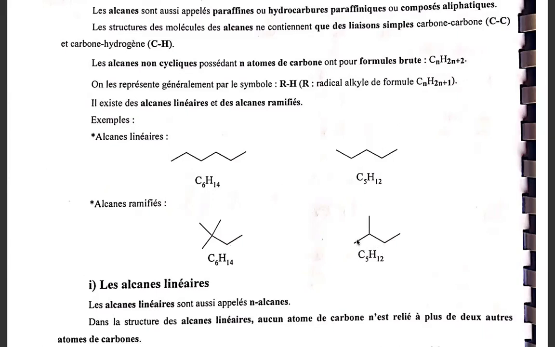The first one is 1, 2, 3. The second one is 1, 2, 3, 4. The third one is 1, 2, 3, 4, which is also the same as going like this. Now, we're saying principle number 1 is looking for la chaîne principale. So in this case, la chaîne principale will be this one here with 4 carbon atoms.